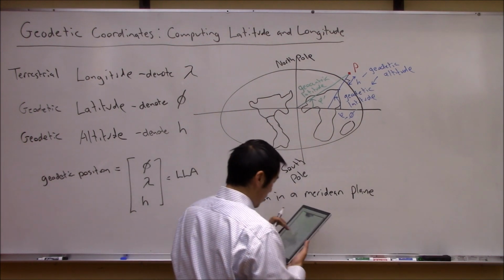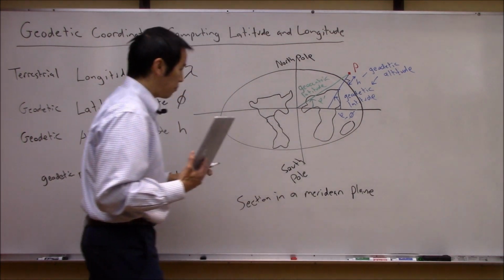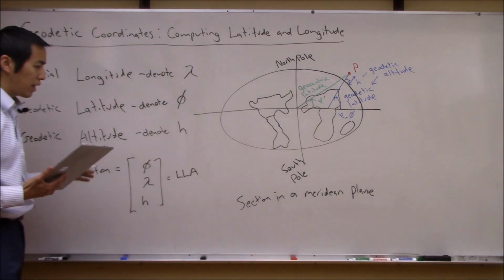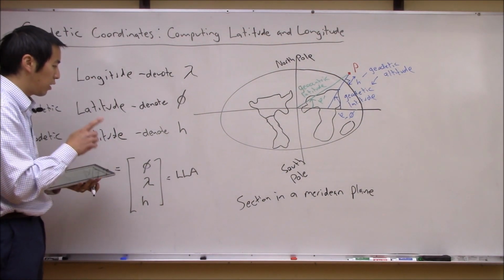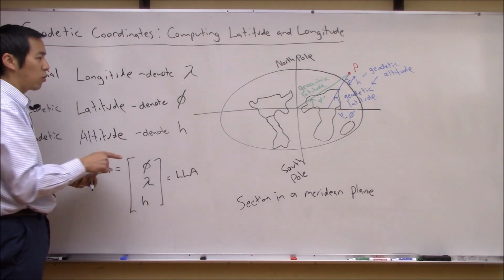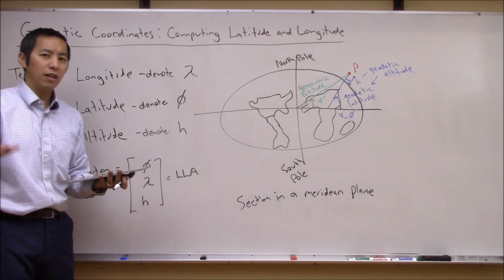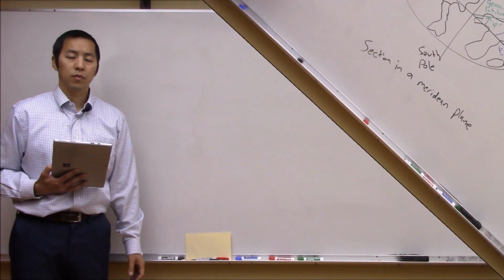So now that we have these things defined, give me a second to erase the board, and let's start talking about some other parameters we're going to need in order to start calculating and relating how geodetic coordinates relate to things like velocity north, velocity east, and things like that.